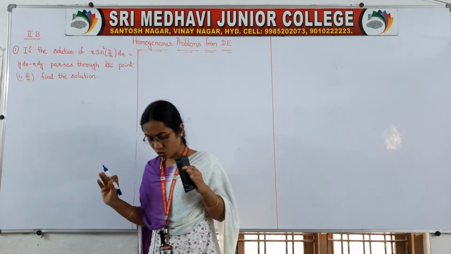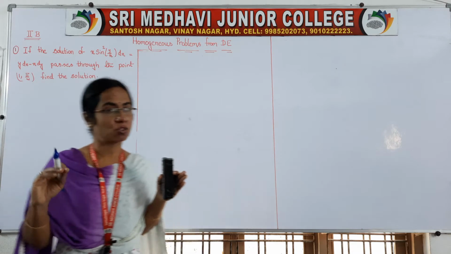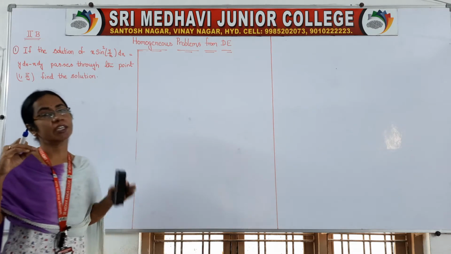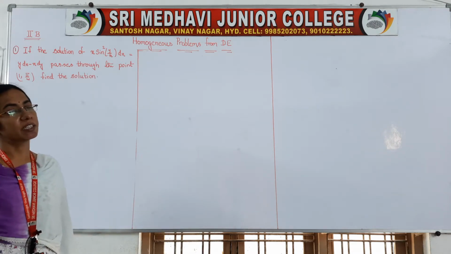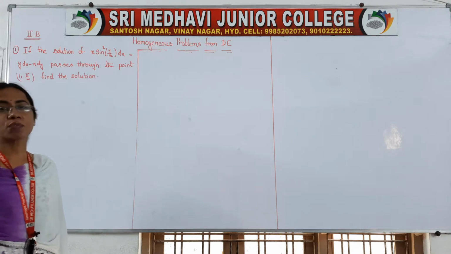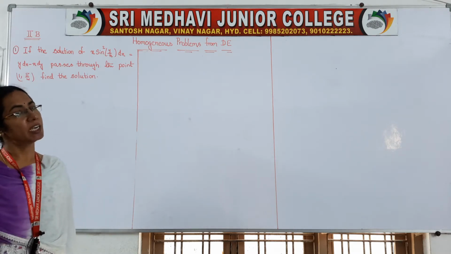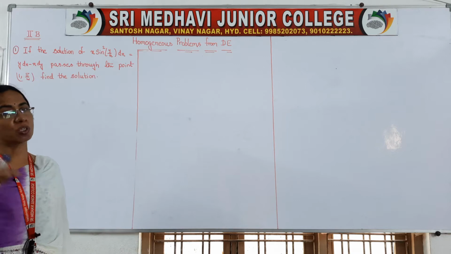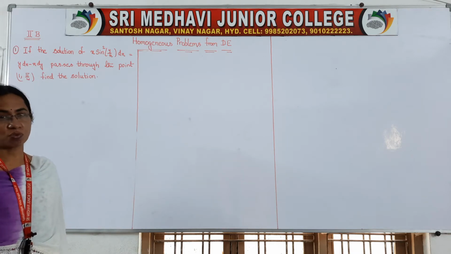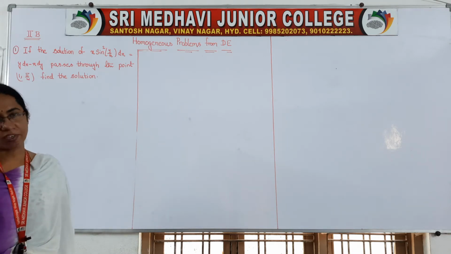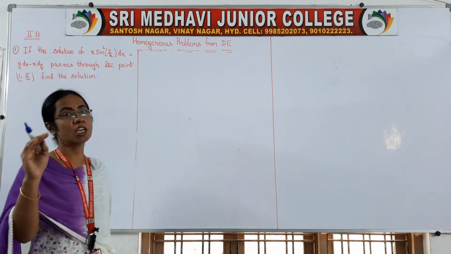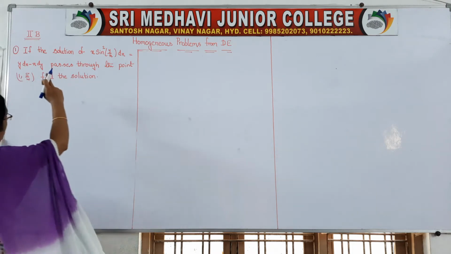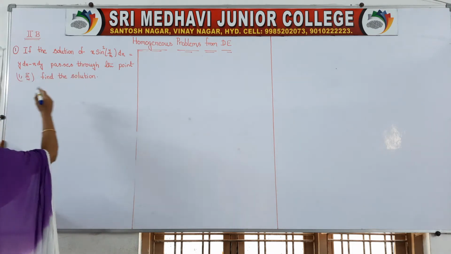Once it is decided as a homogeneous equation, we can take y is equal to vx, then find dy by dx, and substitute dy by dx in the original equation, and in y place we substitute vx and solve the equation. So that is the procedure. Now, this is the given equation.